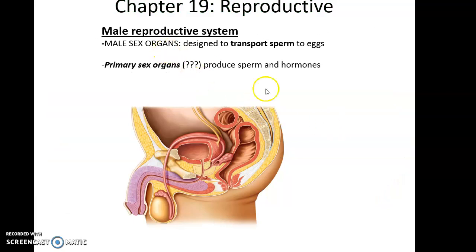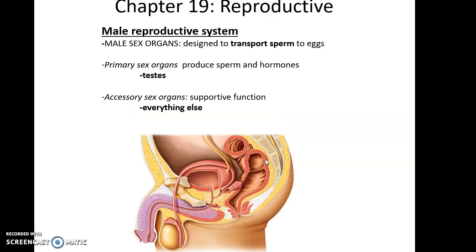All right, so male sex organs are designed to transport sperm to eggs. That's most of it. But then we have the primary sex organs, which are the ones that produce the sperm and hormones. And this is, of course, the testes. So the testes produce sperm and hormones like testosterone. All the other structures are involved in transporting the sperm and providing supportive functions to the sperm.